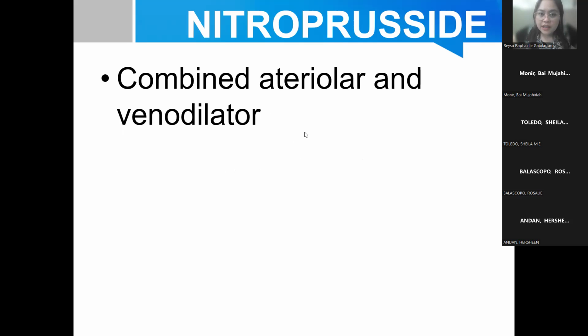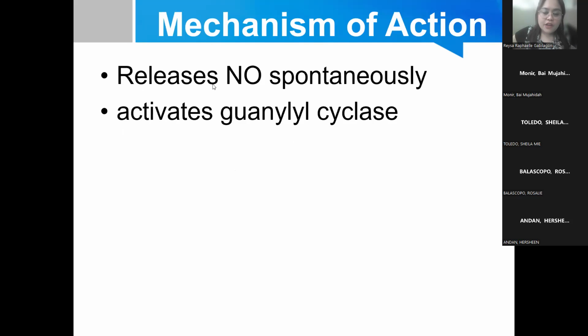The nitroprusside naman is both ito, combined arteriolar and venodilation. And they have the same mechanism of action, and that is the release of nitric oxide through activation of the guanylyl cyclase.